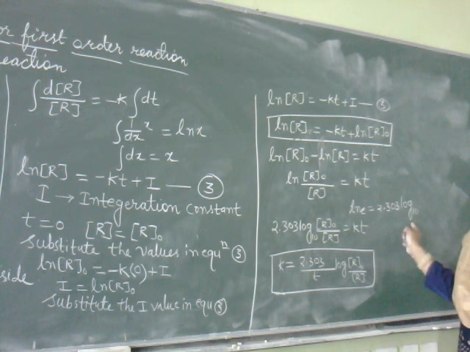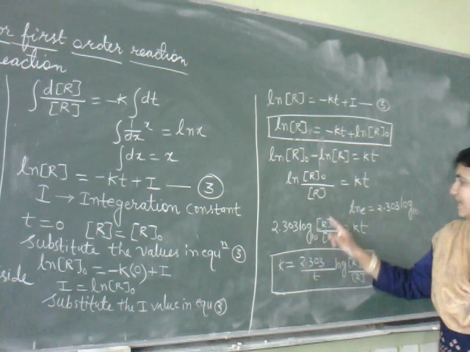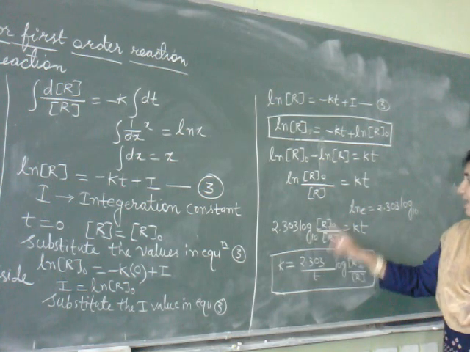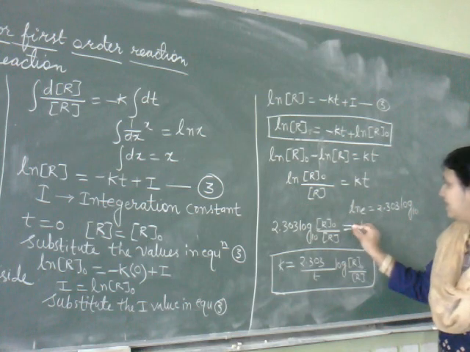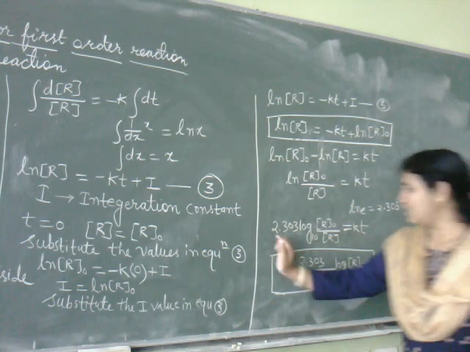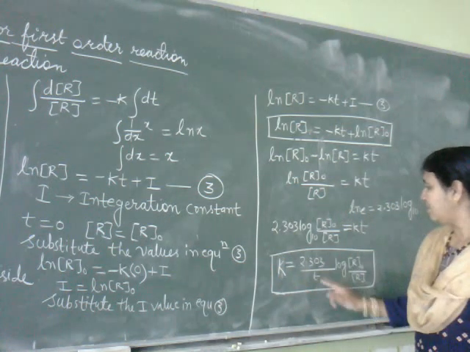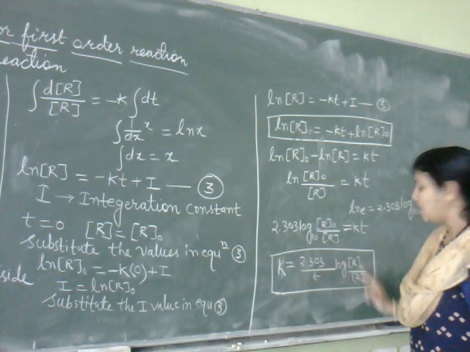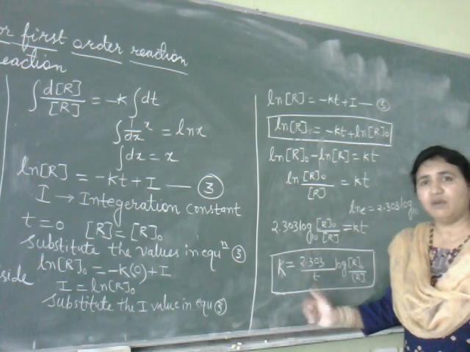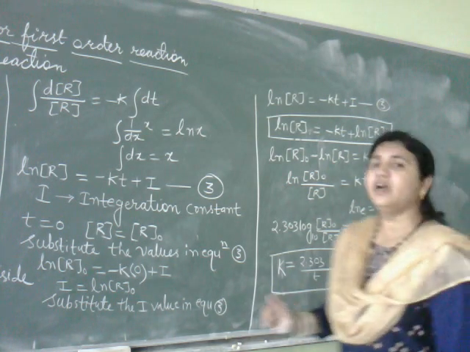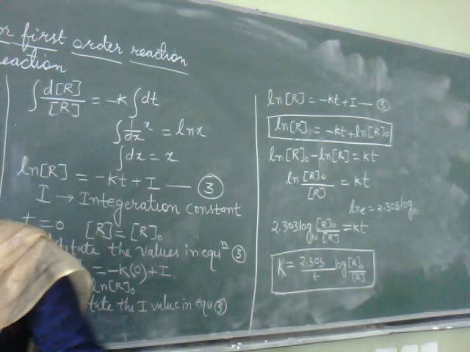So just multiply here with 2.303 log 10, then we will get 2.303 log 10 r naught by r is equal to kt, and the final equation we will get for rate constant k: k is equal to 2.303 by t log r naught by r. This is the final integrated rate equation for first order reaction. Okay, understood this much? So every year it will come for 3 marks.